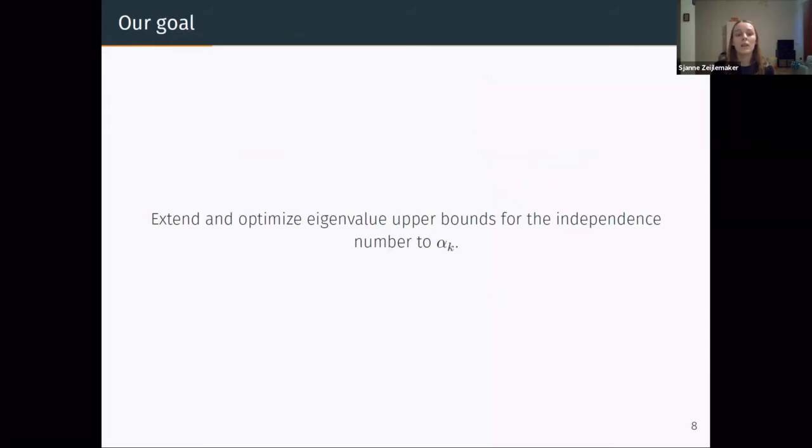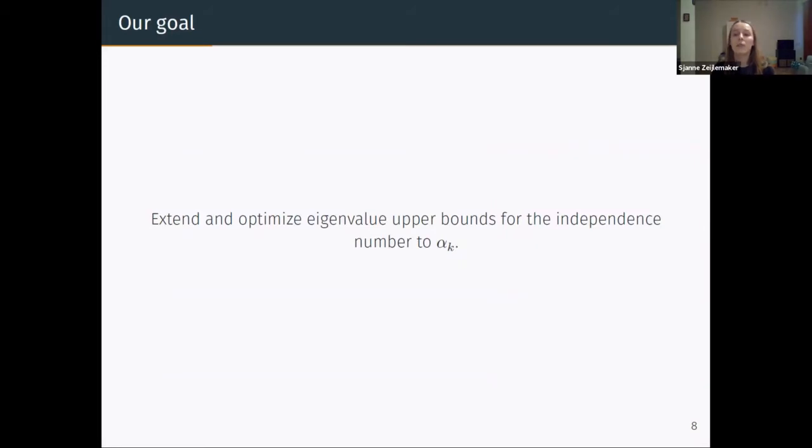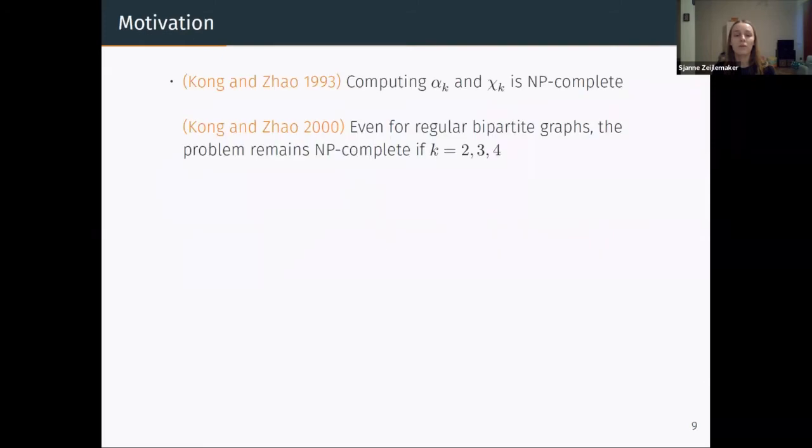And our goal today is to extend and optimize certain eigenvalue bounds for the independence number to hold for this k-independence number. And by this previous slide, that also will give us lower bounds for the k-chromatic number.